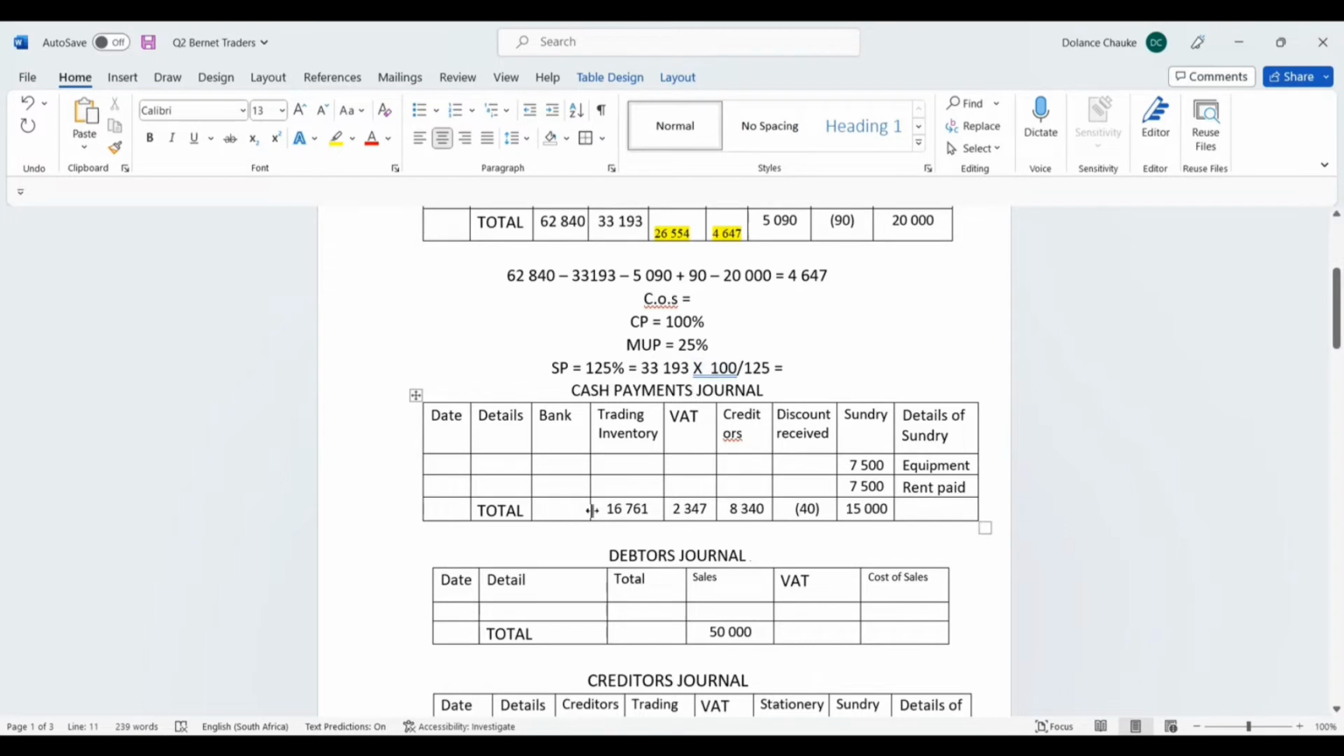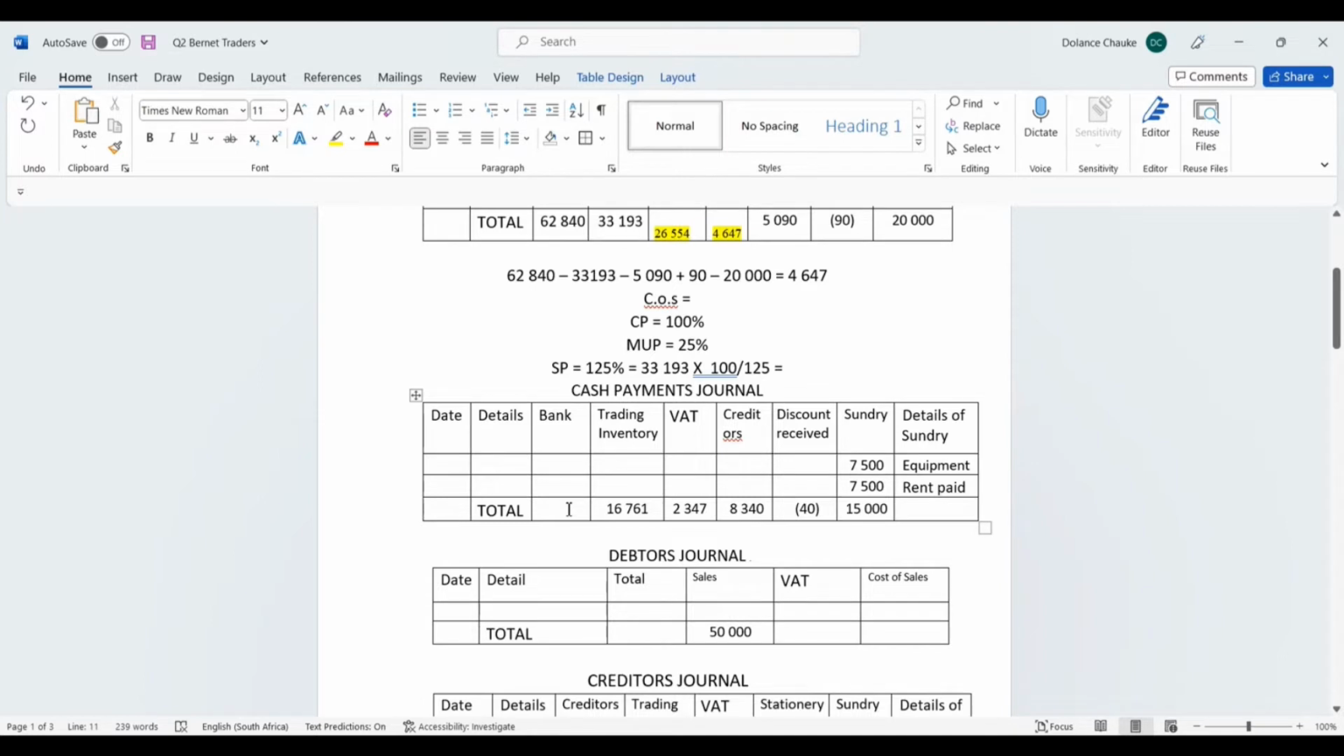So in order for you to get your bank for the cash payment journal, you have to say sundry here. I'm no longer going to type it down. I just wanted you to understand the above. You're just going to say sundry, minus your discount, plus your creditors, plus your VAT, plus your trading inventory. Or you can start this side and say trading inventory plus VAT plus creditors minus discount plus sundry. You'll get your total bank there.